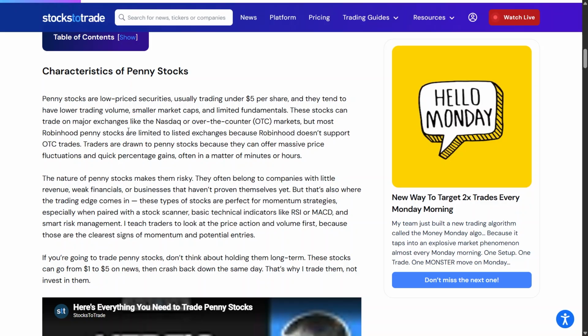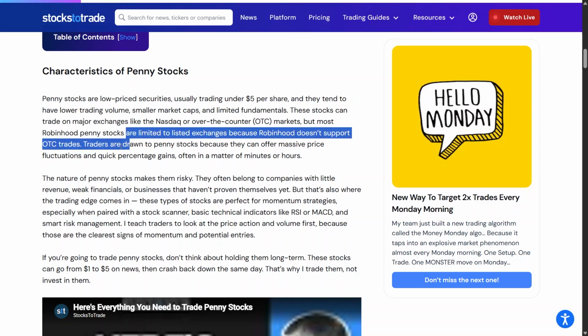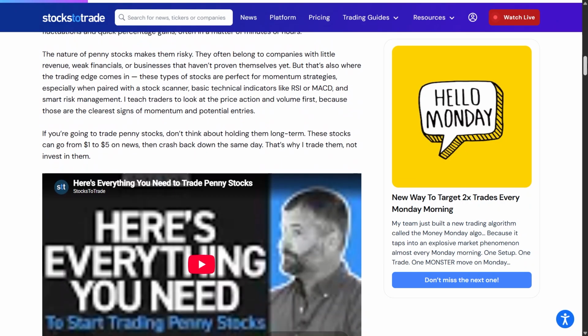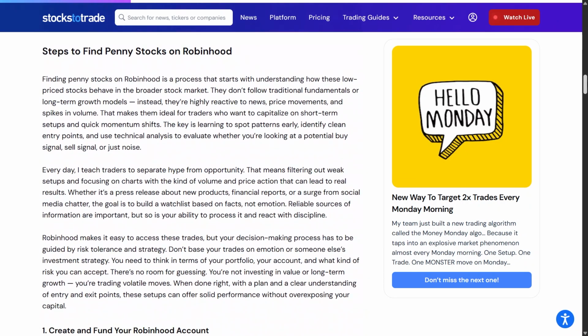Look for stocks with recent news or strong trading momentum instead of choosing stocks based only on their low price. Use technical indicators such as moving averages, RSI, or MACD if they're available in your preferred charting platform to help identify trends and possible entry points.